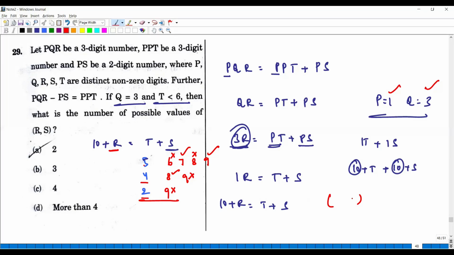So if S is 7, R is 5, 5 plus 7 is 12. When S is 9, R can be 5, 5 plus 9 is 14. When S is, sorry, when S is 8, R can be what? 4 plus 8 is 12. So you can take it like this. So there are 3 pairs possible. Only 3 distinct pairs possible.